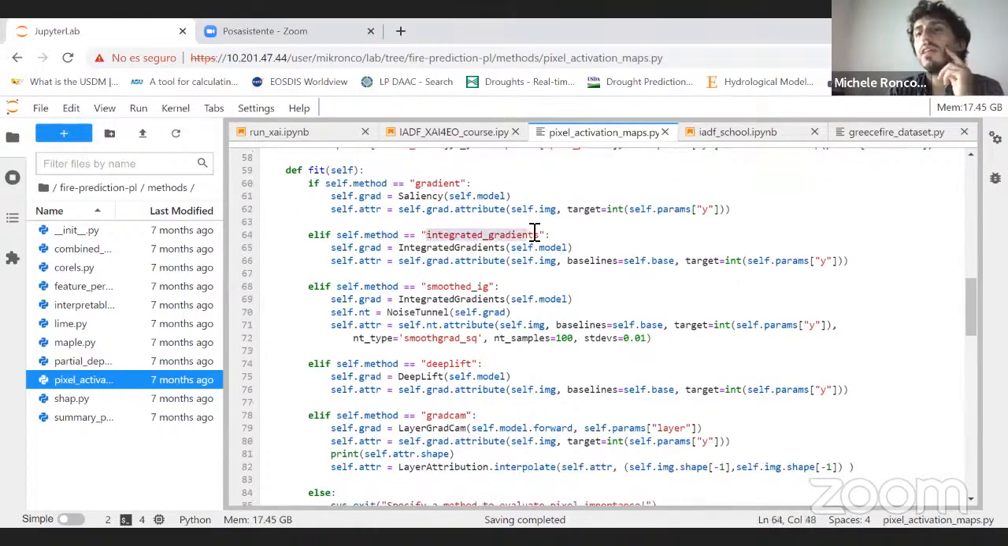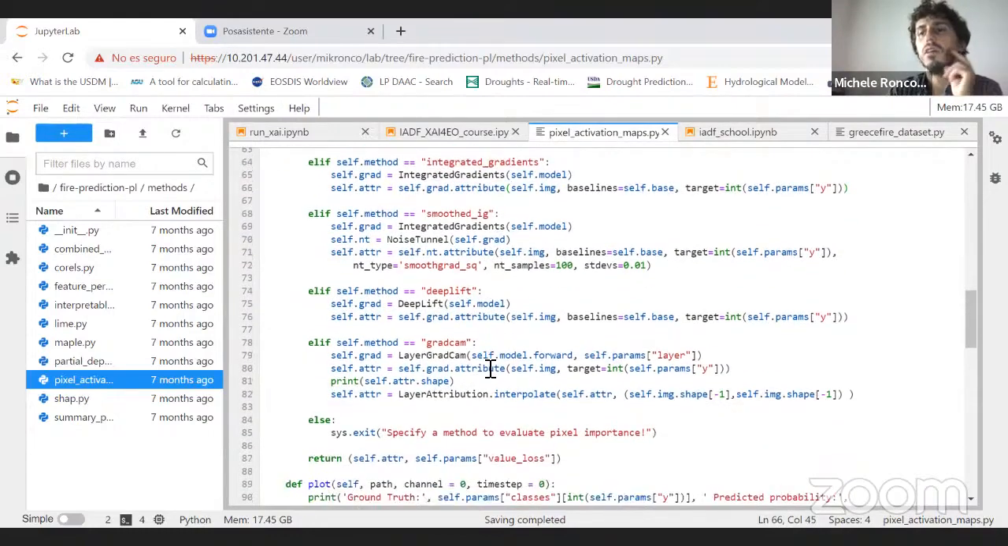Then you can call the integrated gradients. And again, there is another class, which is integrated gradients, and the method to obtain the attribution is just by calling this dot attribute over the class. And then there are other methods like GradCam and so forth, which you can use.